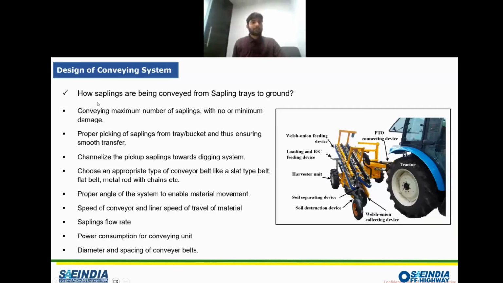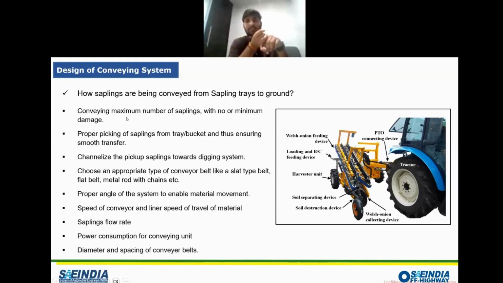Now coming to the conveying system. One operation for which we need to design our system is the conveying system, where we need to get the plant from the pickup and give it to a digging system, where the digging will be done into the soil. So the first question for design is how saplings are being conveyed from the sapling tray. There may be some kind of PTO operation giving rotatory motion to the conveying system, or maybe the ground wheel, or some electrical motors are provided to convey the plant to the digging system.